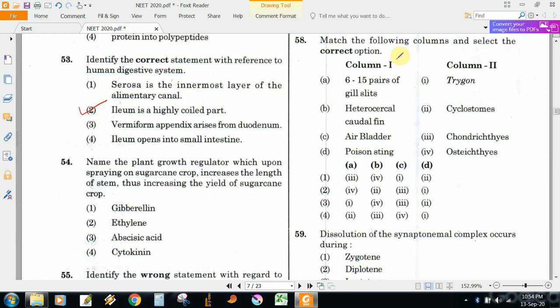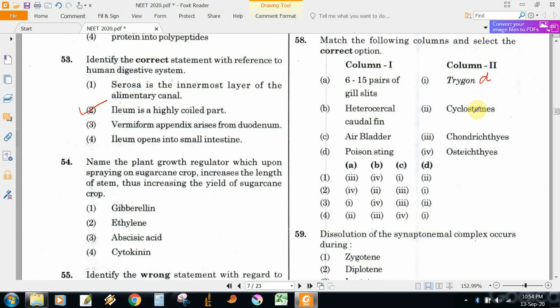Right, now the 58th question we are having. Match the following columns and select the correct option. So 6 to 15 pairs of gill slits. Next is heterocercal caudal fin. Next is air bladder and poison sting. So the first option here is trygon. Yeah, obviously trygon has the poison sting. So D option, the first one.